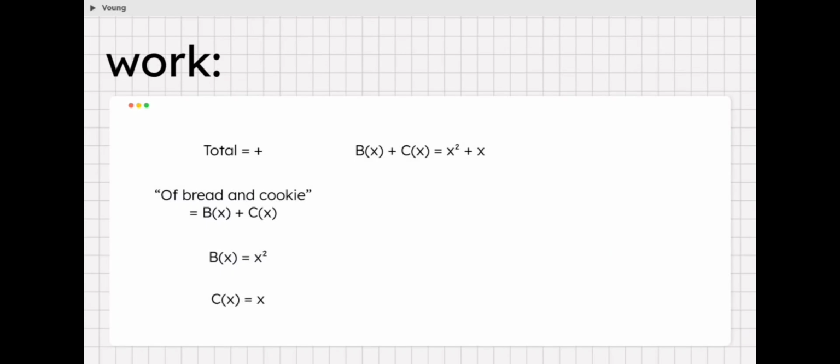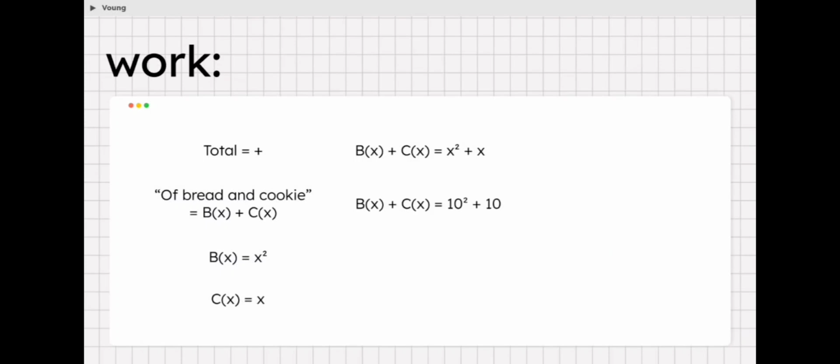Okay, first we know we have a total. Total means two things added together, so therefore we have a sum function. So, the sign in the middle has to be plus. And the question asks for bread and cookie, so b of x plus c of x equals that function. B of x is x squared, and c of x is x. By replacing them into the function, b of x plus c of x, we get x squared plus x, because it's a total, so you're adding the two together.